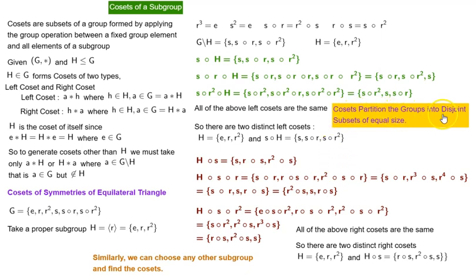cosets partition the groups into disjoint subsets of equal size. So here look at the cosets. They are of equal size. Here you have three elements. Here also you have three elements. And none of the elements that are here are there. So they are disjoint subsets of equal size, which basically means that the cosets partition the group because the group contained 6 elements and these two are disjoint subsets of that group.